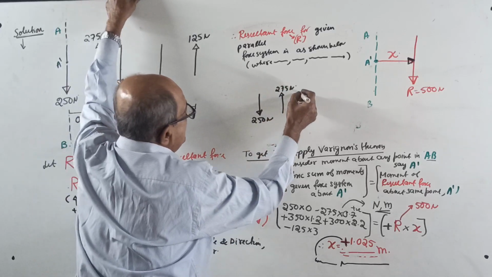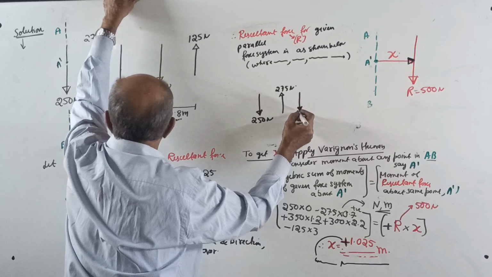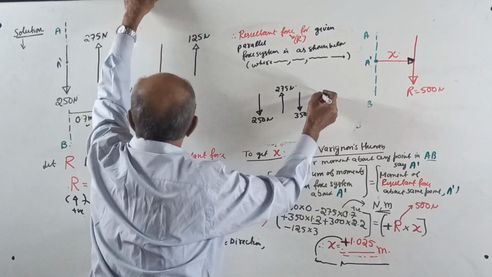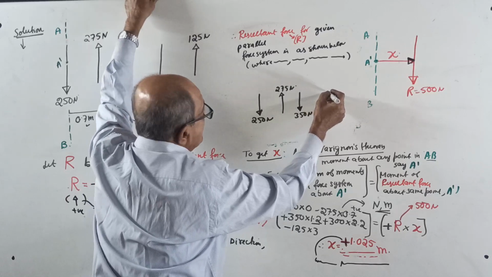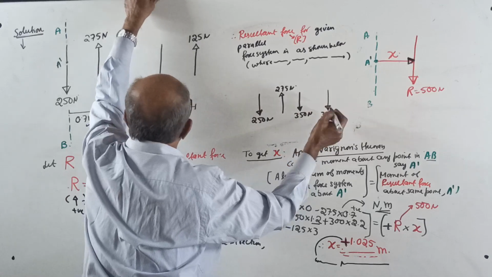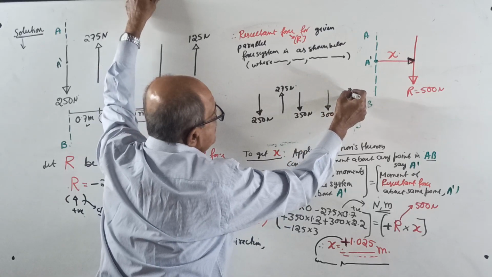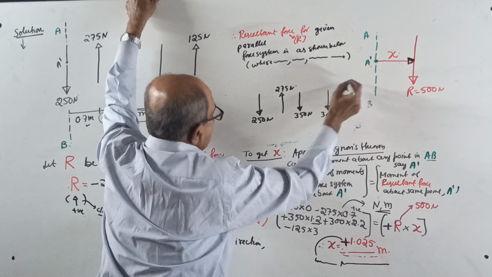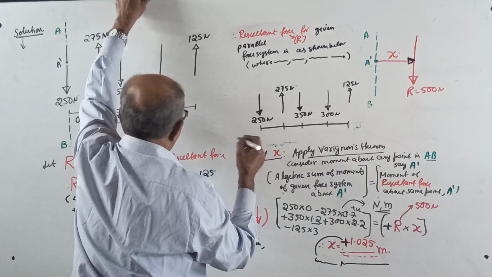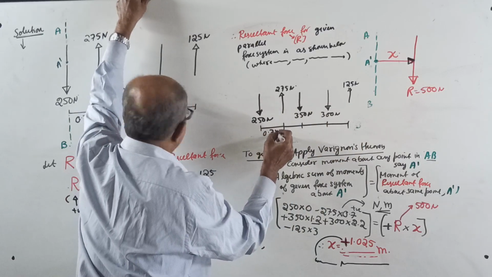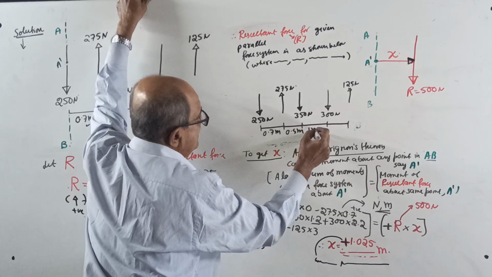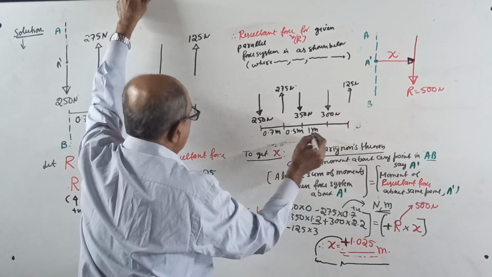After a further 0.5 meter, a downward force of 350 Newton. This much is not required; this is just to give a correct idea. A further 1 meter, 300 Newton. And a further 0.8 meter, 125 Newton. Somewhat to scale. Right here, distances also: 0.7 meter, 0.5 meter, 1 meter, a little out of scale, it should be a little bigger, okay.